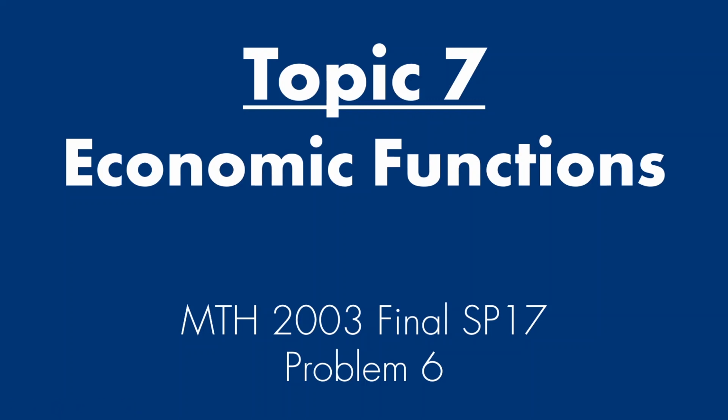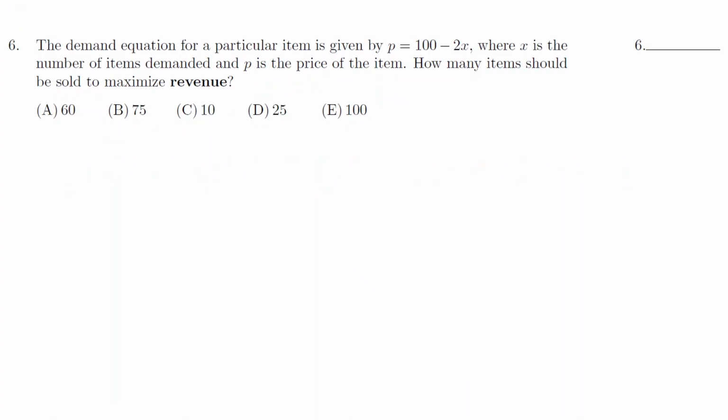Topic 7, economic functions. We're going to be looking at problem 6 from MTH 2003, final SP 17. So this is word prompts, all this stuff. So let's just take a minute and read this. The demand function is 100 minus 2x, where x is the number of items demanded and p is the price. How many items should be sold to maximize revenue?